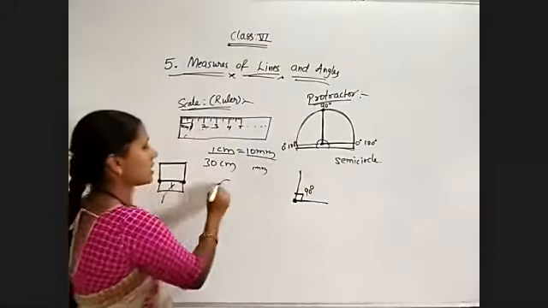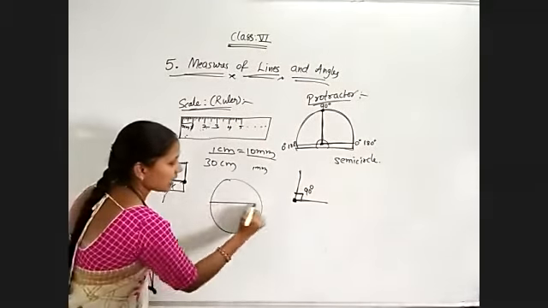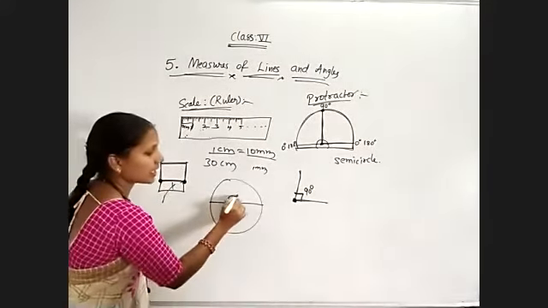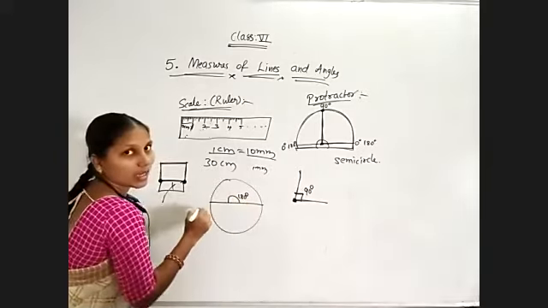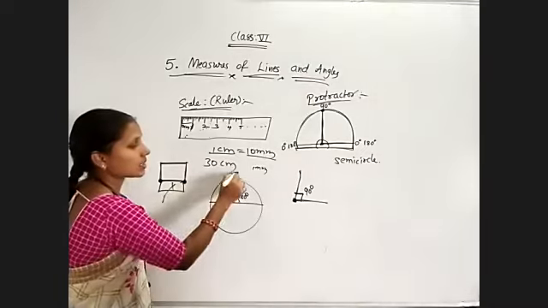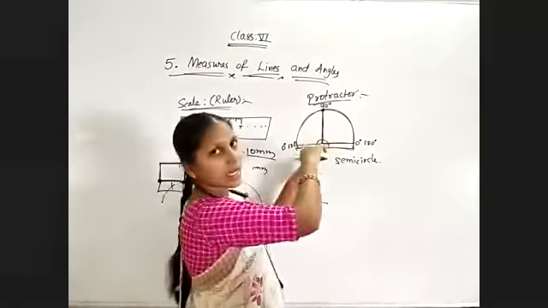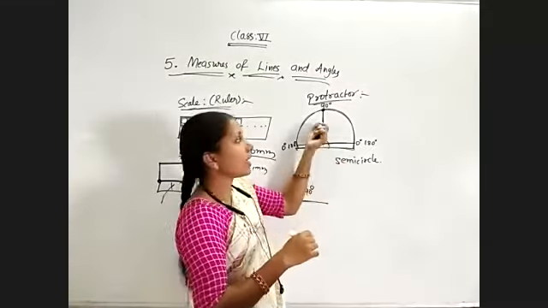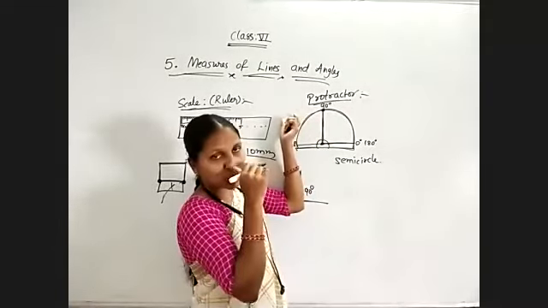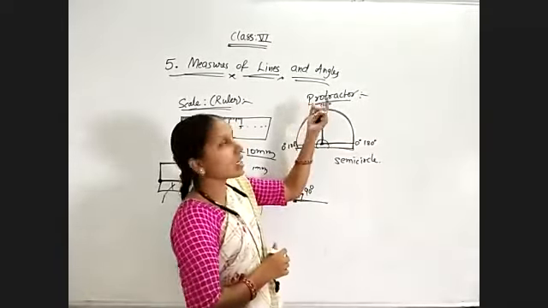See, actually a circle is 360 degrees. Half of the circle is making 180 degrees. Okay. And again it is divided into half, so that is 90 degrees. 180 by 2, 90 degrees. And this half portion is known as a semicircle. So we have such a type of instrument like a semicircle. That instrument is called a protractor.